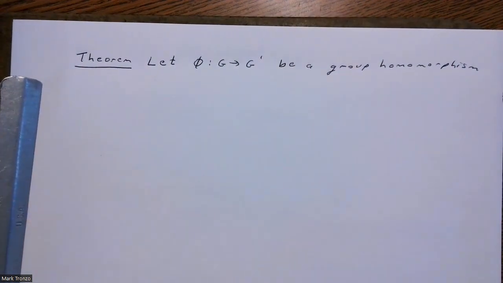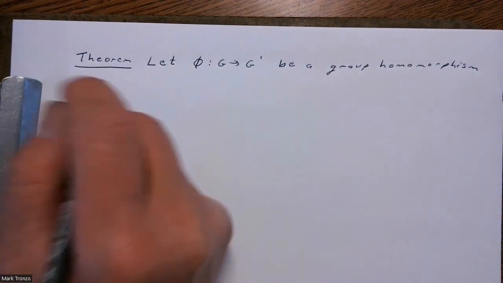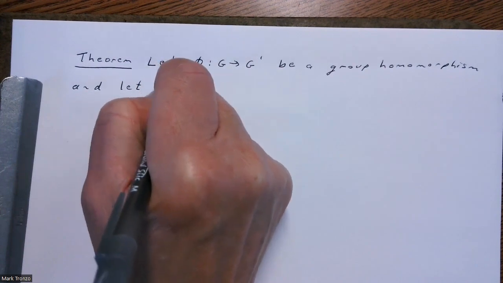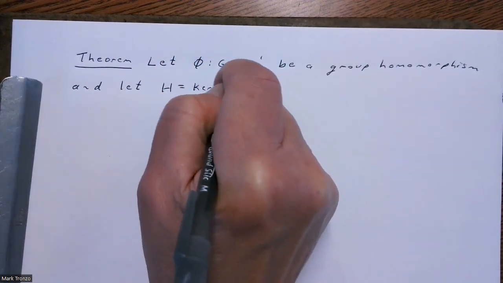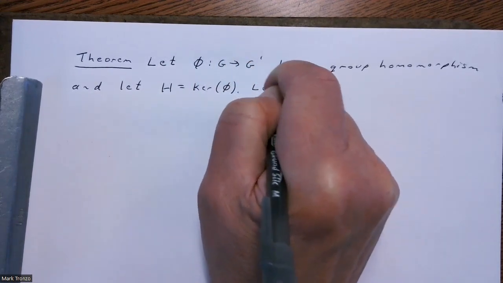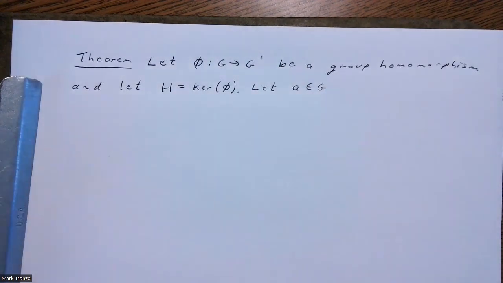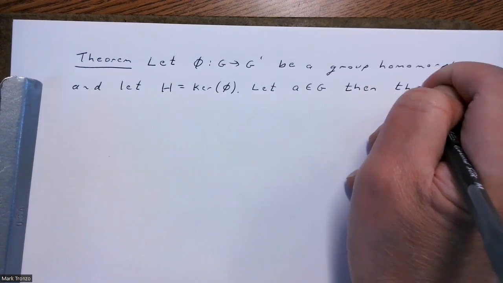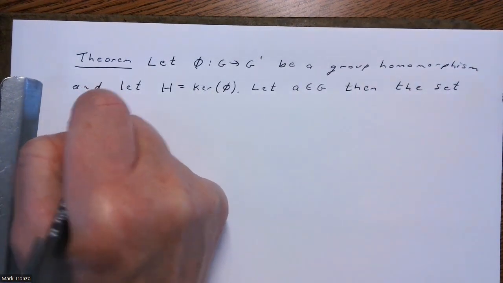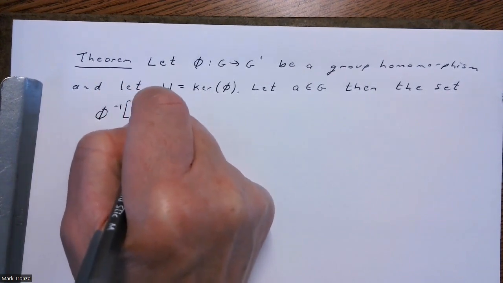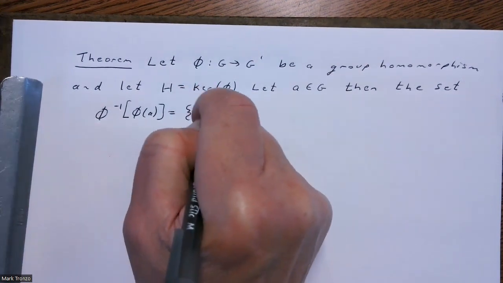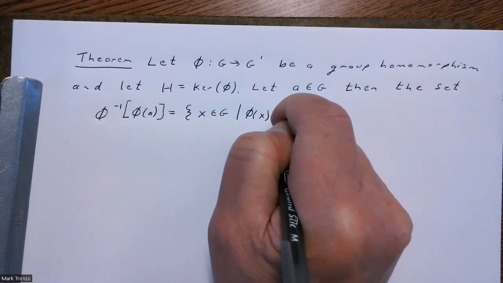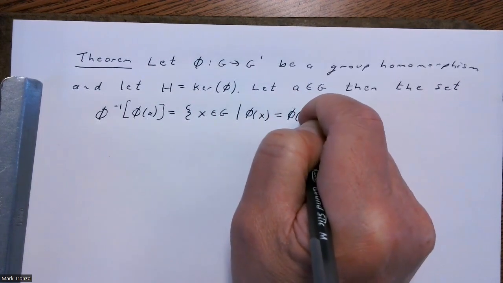So let phi be a group homomorphism, and let H equal the kernel of phi, and let A be in G. Then the set phi inverse of phi of A is equal to those values in G such that phi of X equals phi of A.